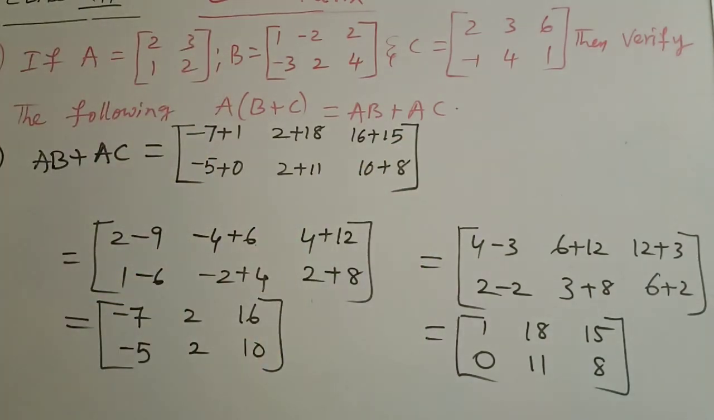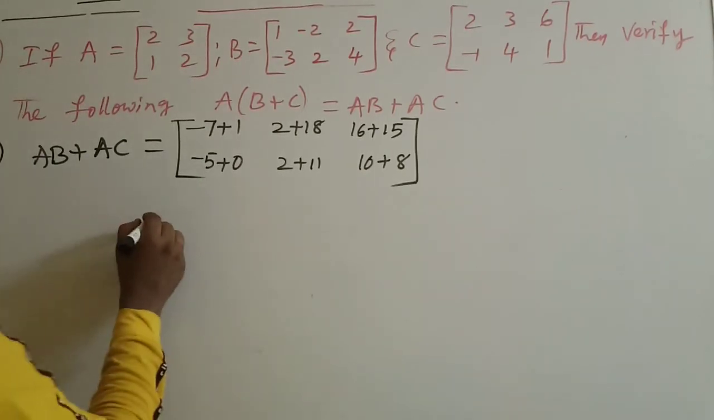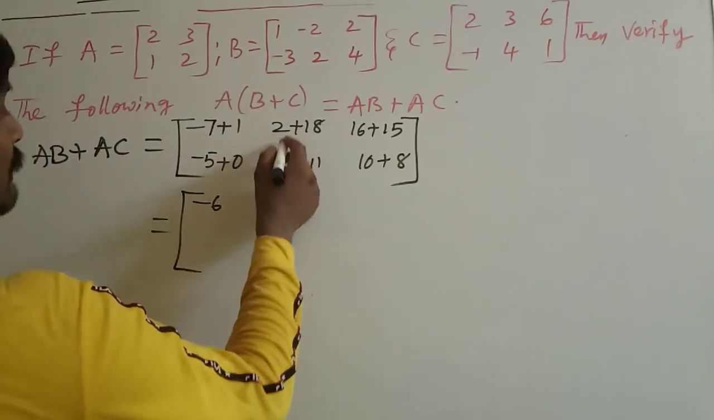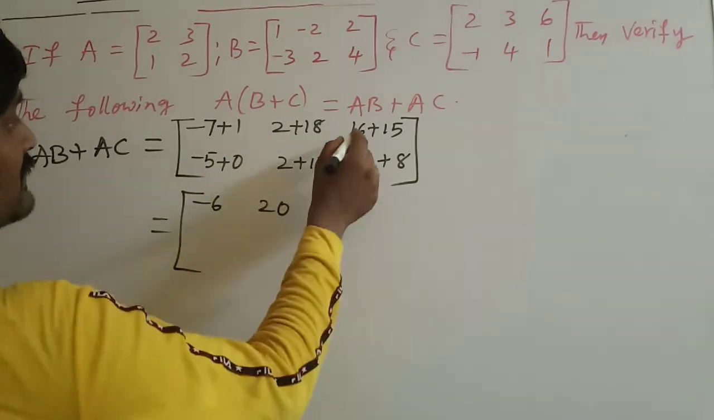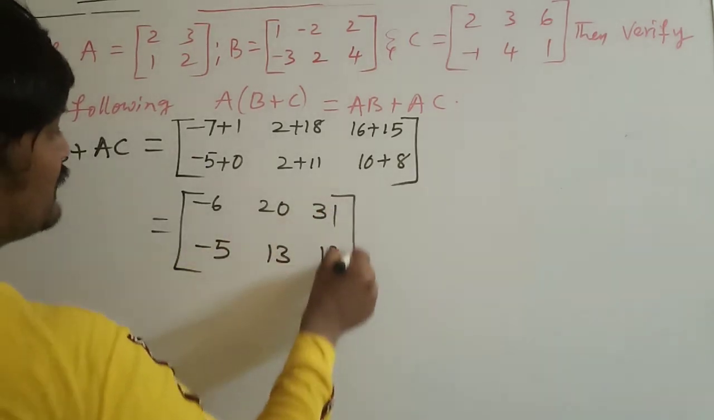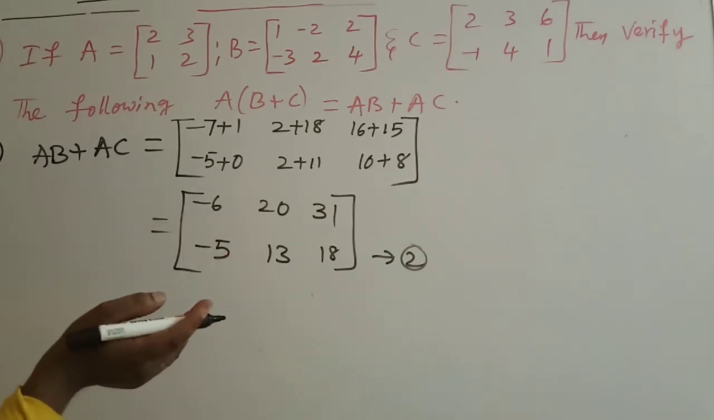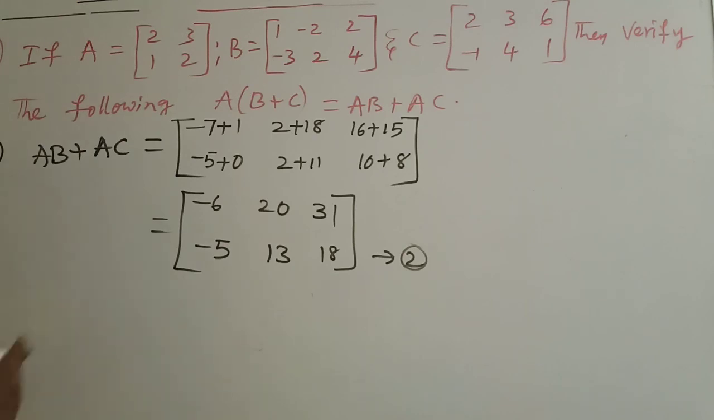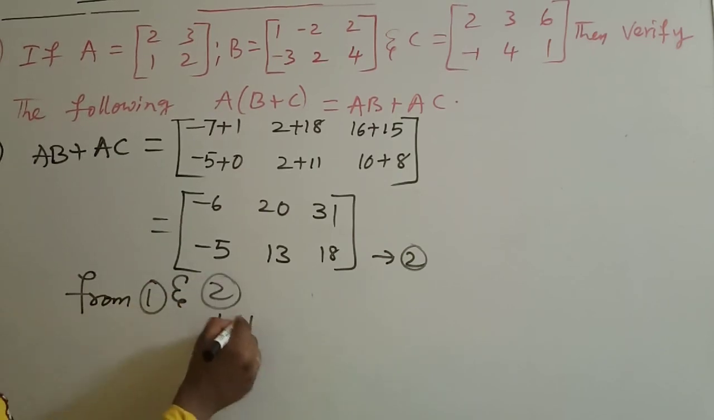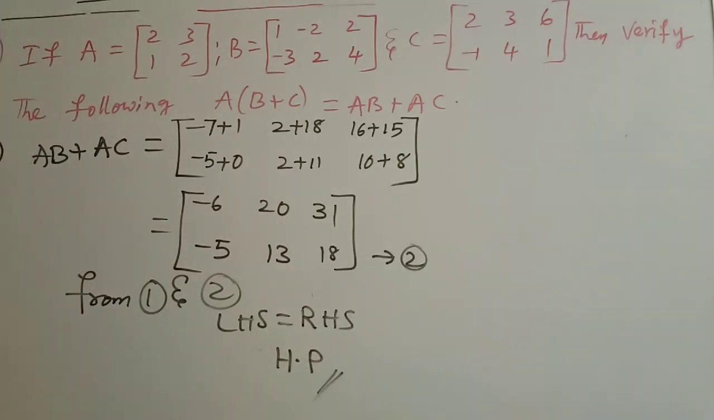So now just we need to simplify this, then you get your answer. Let me simplify. Right, let me simplify now. Let's check here. This is minus 7 plus 6 is nothing but minus 6, and 12 plus 2 is 20, 16 plus 15 is 31, minus 5, 13, 18. This gives us equation number 2. In equation 1 also you got the same answer. You can check that in the beginning of the video. So I'll write here from 1 and 2, LHS is equal to RHS, hence proved. So that is about your problem number 11.